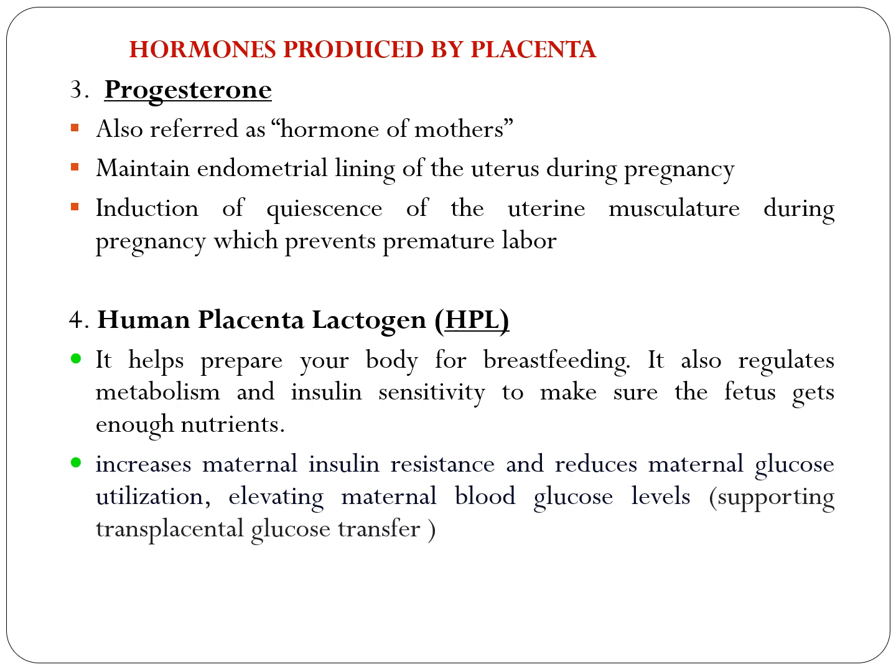The next one we have is the human placental lactogen. It helps prepare the body for breastfeeding. It also regulates metabolism and insulin sensitivity to make sure the fetus gets enough nutrients. It increases maternal insulin resistance and reduces maternal glucose utilization, elevating the maternal blood glucose level. Kaya napaka-prone ng gestational diabetes. Okay? Those are the hormones produced by the placenta.